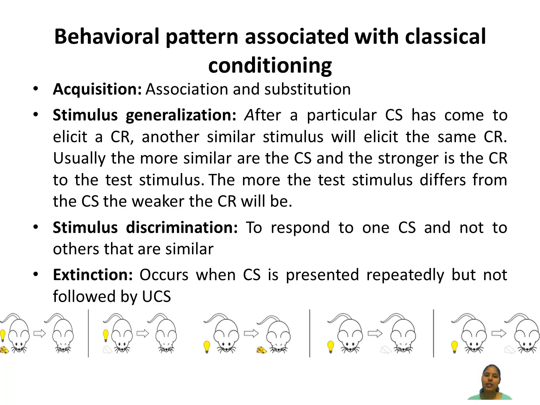Then there is stimulus generalization: after a particular conditioned stimulus has come to elicit a conditioned response, another similar stimulus will elicit the same CR. Now CR means conditioned response, and CS means conditioned stimulus. I hope you are able to understand this, and with the daily life example which I have given, how the human mind is also trained, or you can say conditioned, you are able to understand this theory.